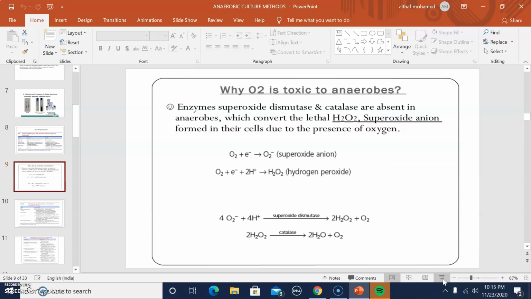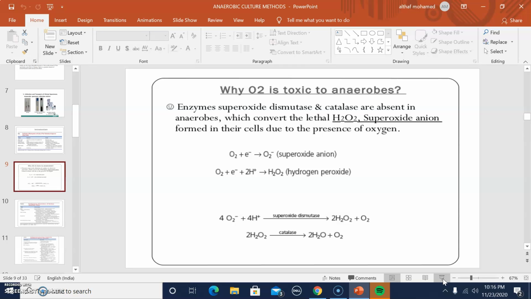So why is oxygen toxic to anaerobes? Because the enzymes superoxide dismutase and catalase are absent in anaerobes. These enzymes convert the lethal hydrogen peroxide or superoxide anion formed in their cells due to the presence of oxygen. Because of the absence of these enzymes, this lethal hydrogen peroxide is not converted. So what happens? It is very toxic and may kill the anaerobes.